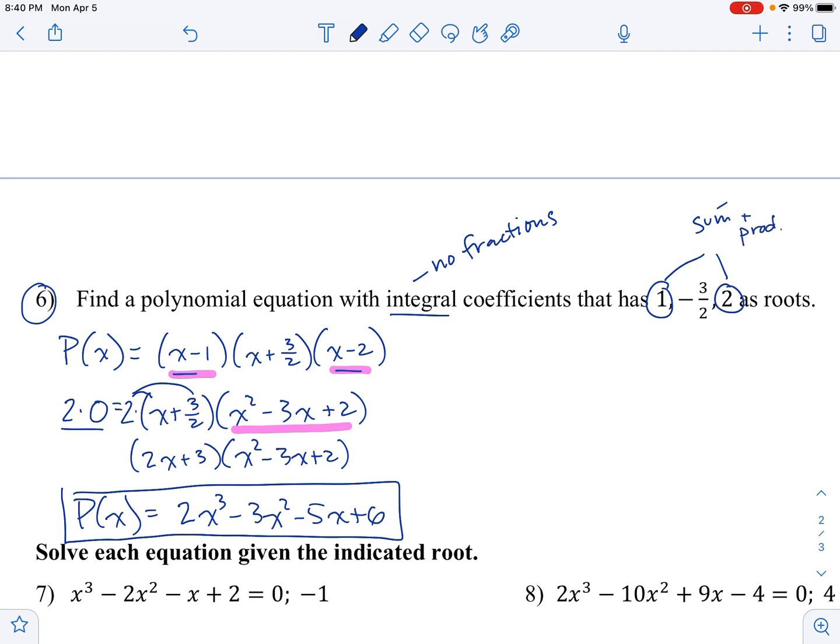So I could have immediately chosen to do my sum and product with those ones. My sum of 1 and 2 is going to give me 3. My product is going to give me 2. Oh, well, then I have that one loner root. That's going to be my x plus 3 over 2. But I know my sum and product rule, and it jumps right away to minus 3x plus 2 like that.